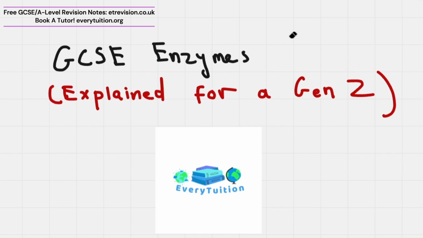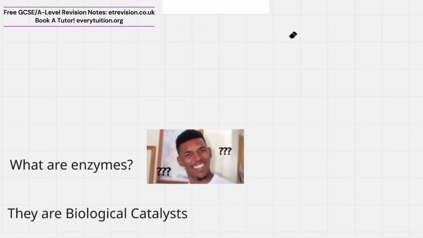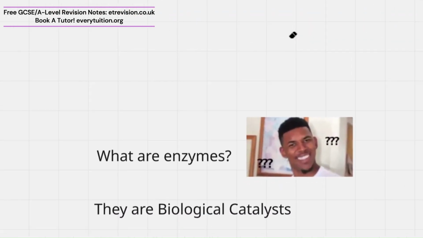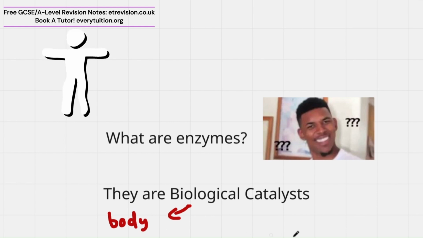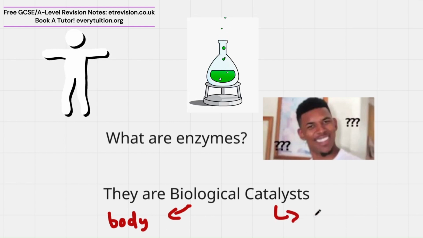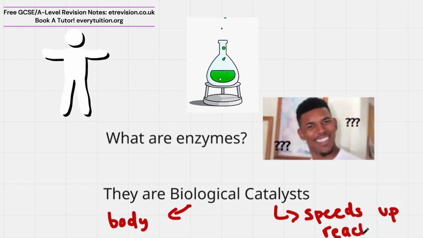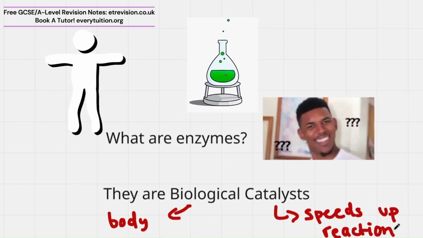Now, the first question is, what is an enzyme? First of all, enzymes have a pretty simple definition. They are a biological catalyst. The word biological means that it works in the body. And catalyst just means it speeds up the chemical reaction. So it's a biological catalyst, meaning it speeds up the reactions inside the body.